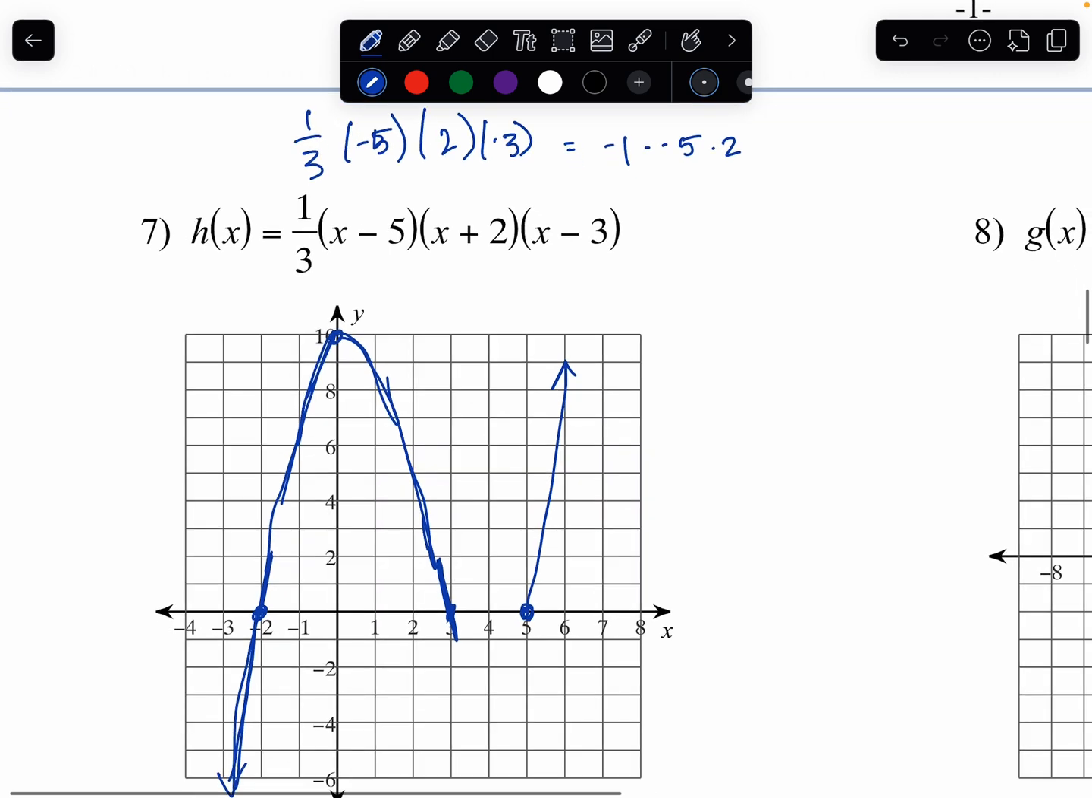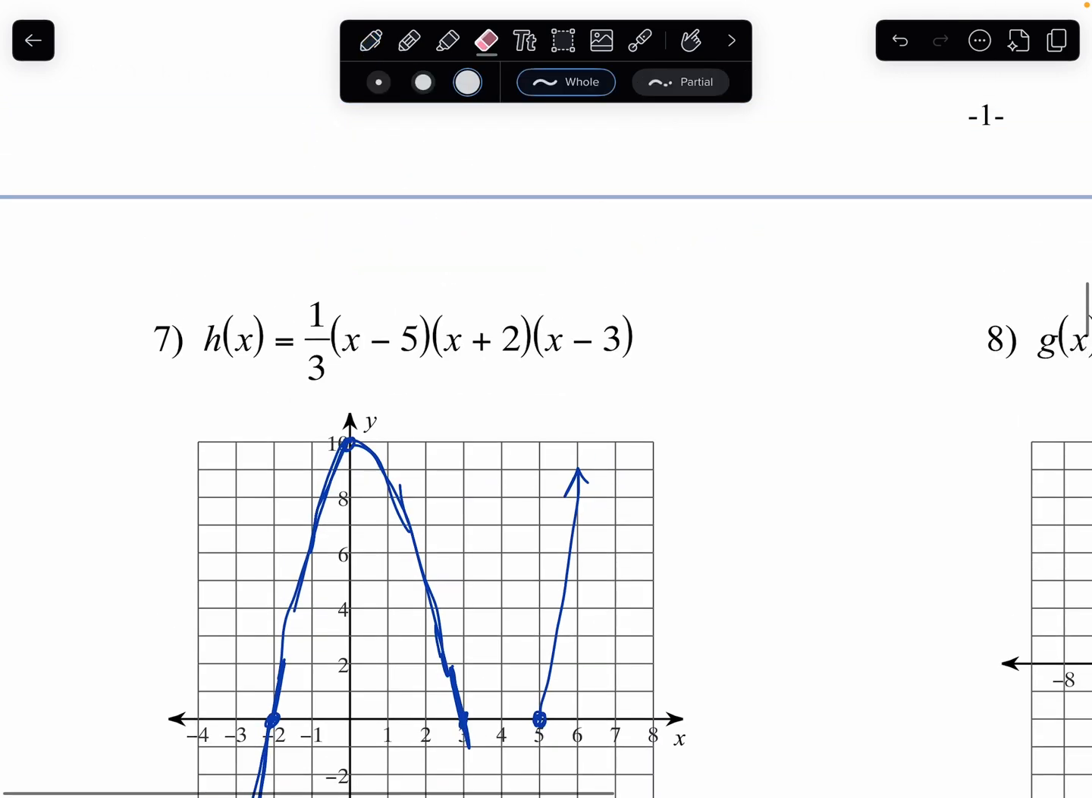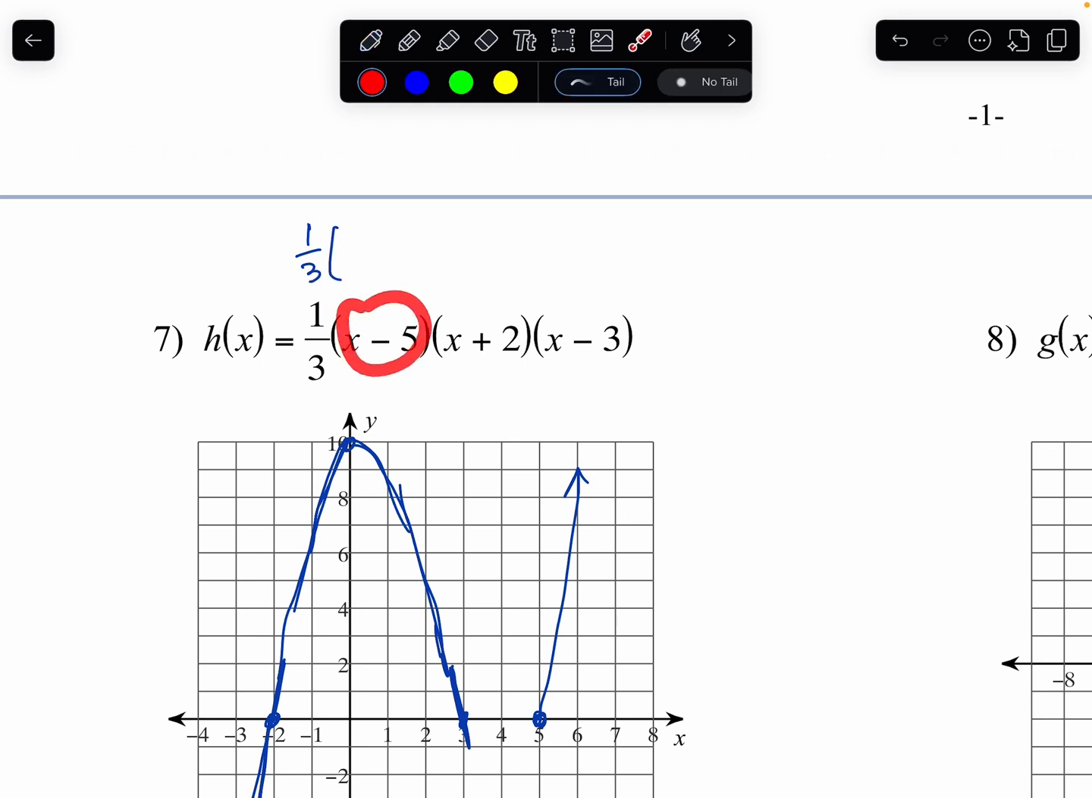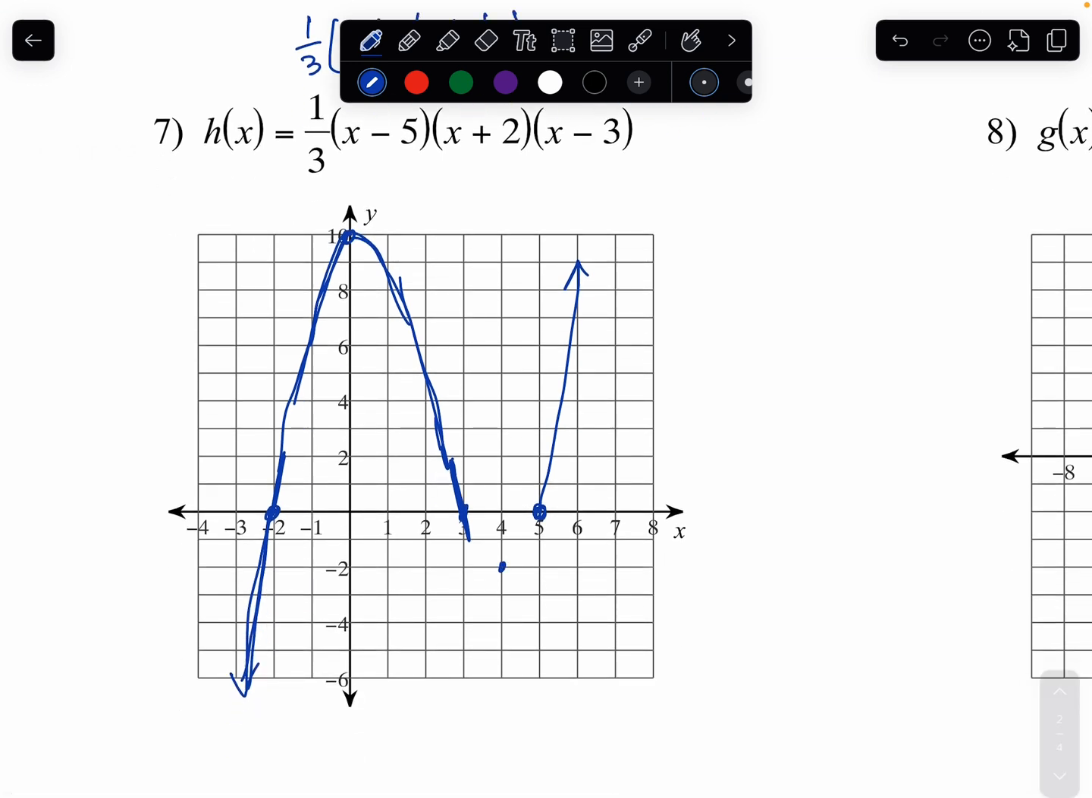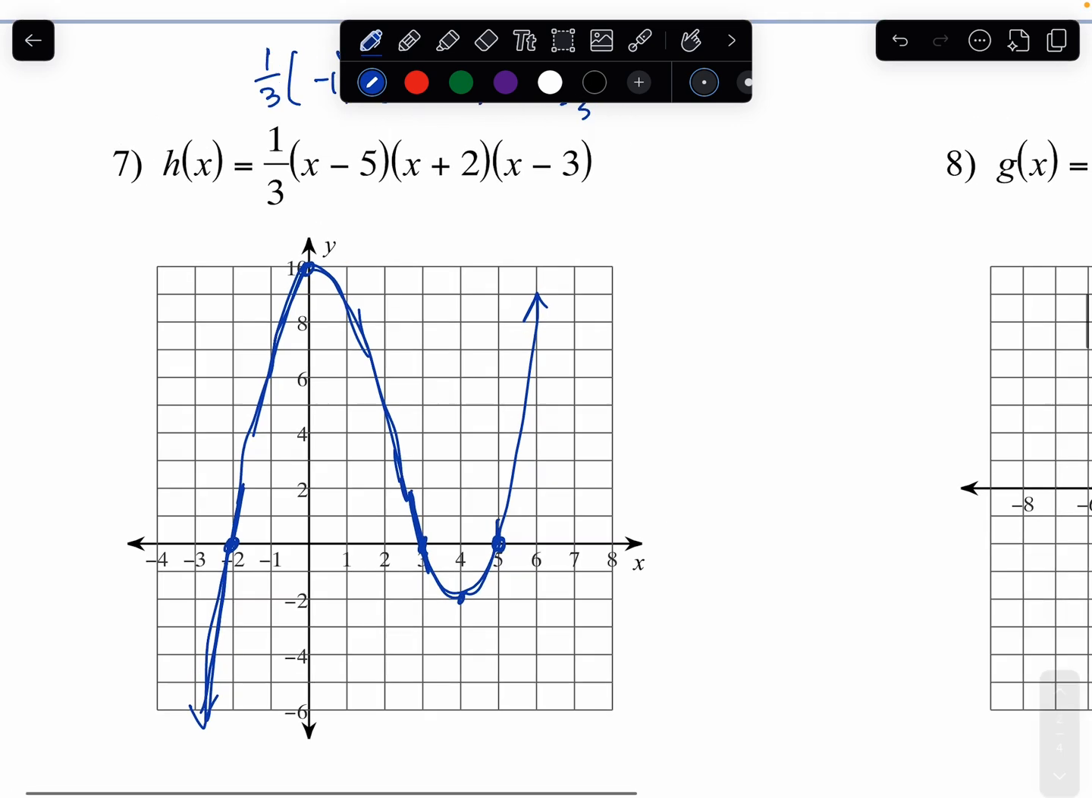So let's say we plug in 4 now. So I have the 1/3. If I plug in 4 right here, 4 minus 5 is going to be -1. If I plug in 4 there, that's going to become 6. If I plug in 4 there, 4 minus 3 is going to be 1. So this is going to become 6 divided by -3, which is going to become -2. So -2, so we'll just say it right there. Okay.